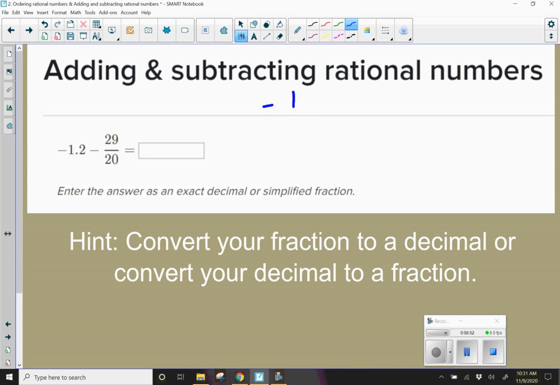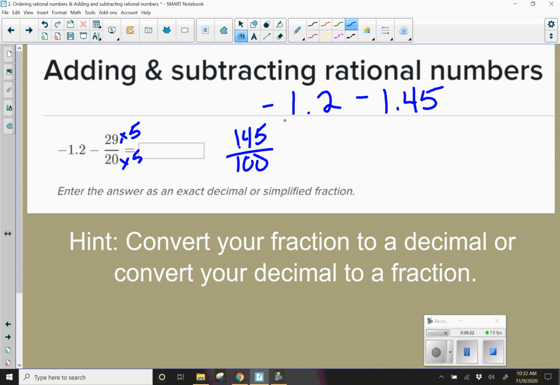So we've got -1.2 minus, well, I'm going to multiply both of these by 5, because that's going to give me 100 in my denominator. And then 29 times 5 is 145. So if I have 145 over 100, that means my decimal will be 1.45. 2 zeros, we scoop in 2 places. It's the same thing as dividing 145 by 100.